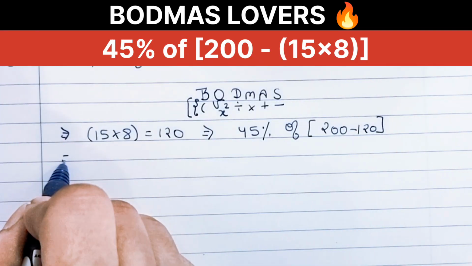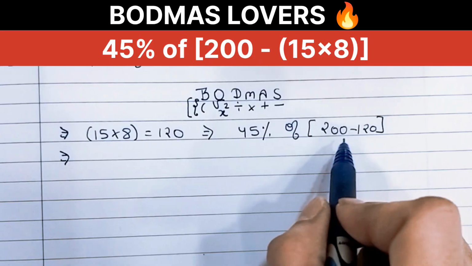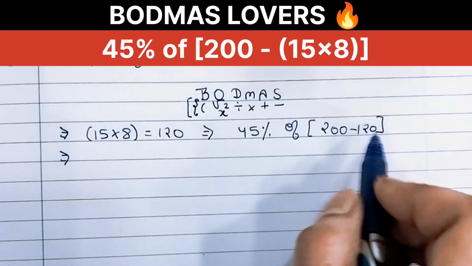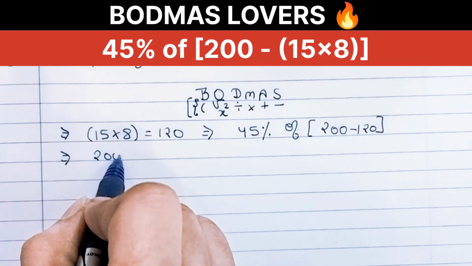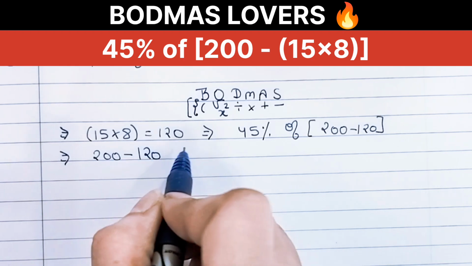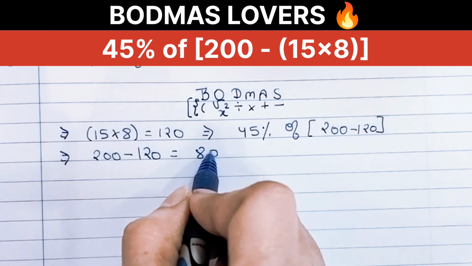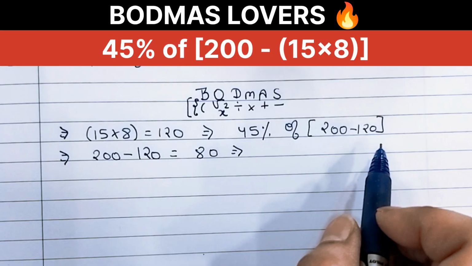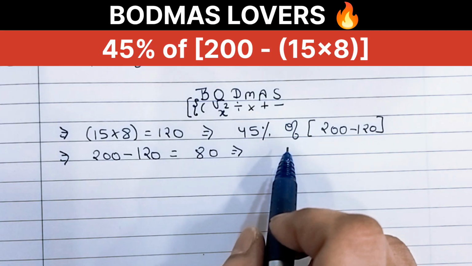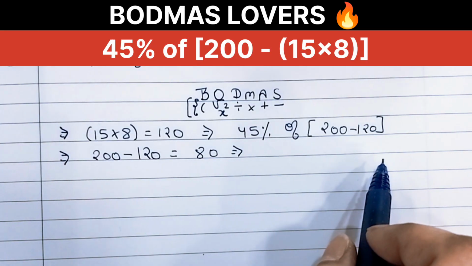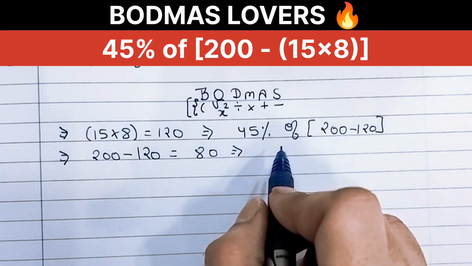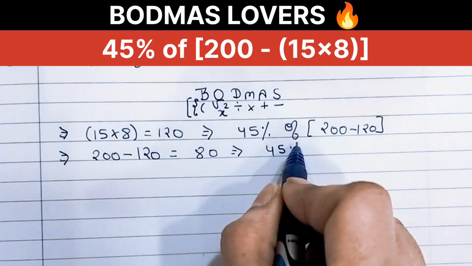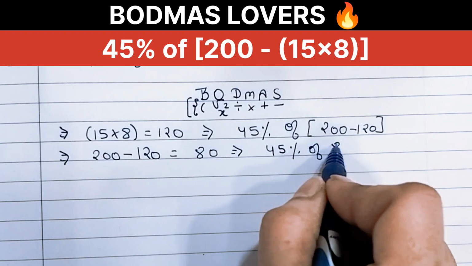Move to the next step. Now solve the outer square brackets. Now in the square brackets, subtract inside the square brackets. Now 200 minus 120 is equal to 80. According to this step, brackets still hold the highest priority, and so we must simplify the remaining bracket expression before moving to the operation outside it. So now the current expression becomes 45% of 80.